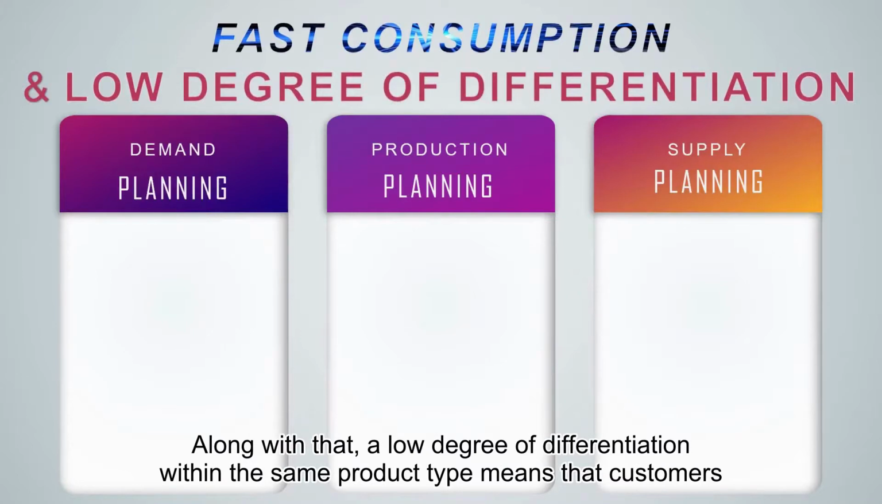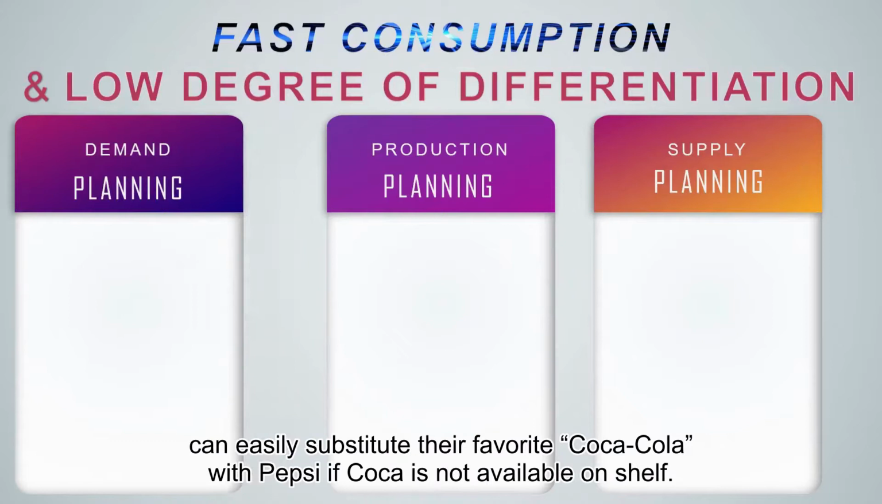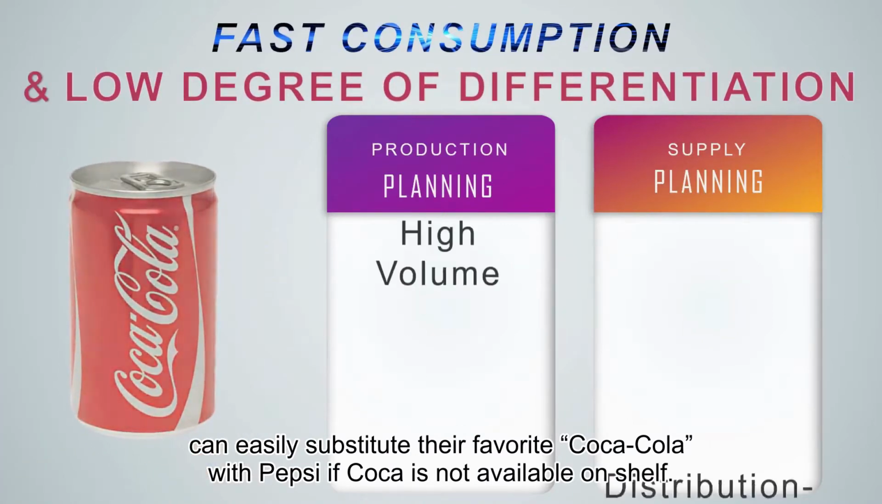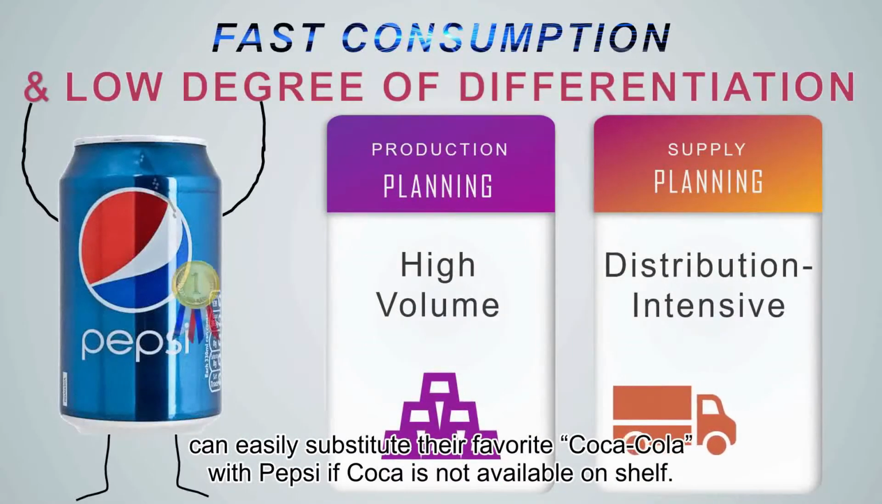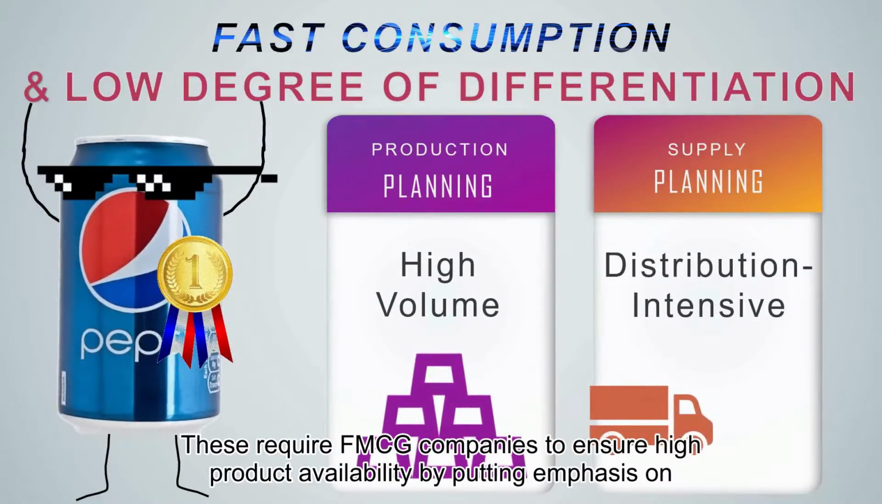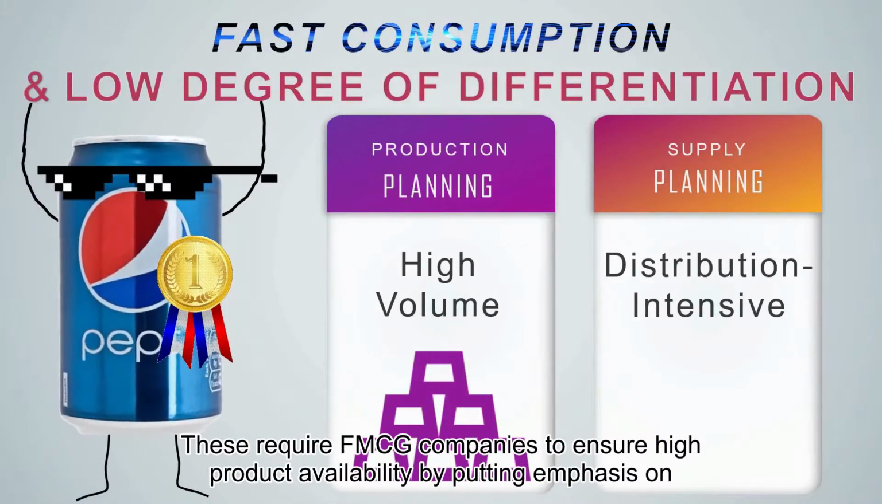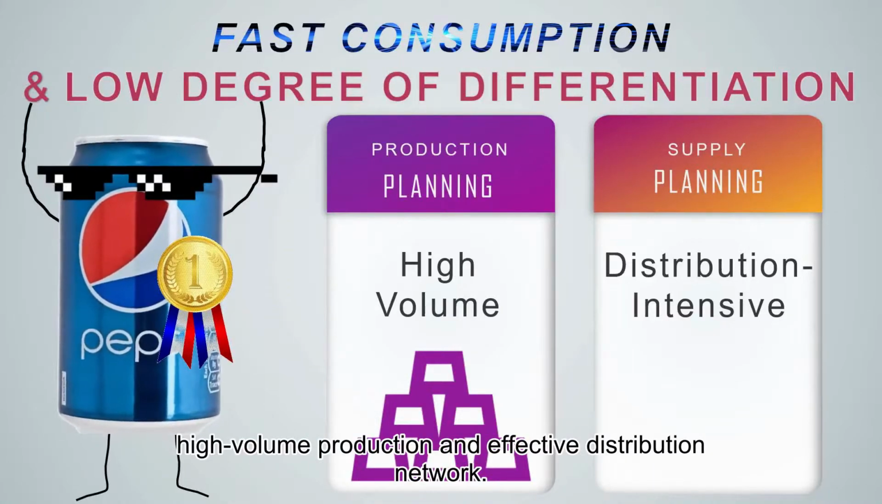Along with that, a low degree of differentiation within the same product type means that customers can easily substitute their favorite Coca-Cola with Pepsi if Coca-Cola is not available on the shelf. These require FMCG companies to ensure high product availability by putting emphasis on high volume production and an effective distribution network.